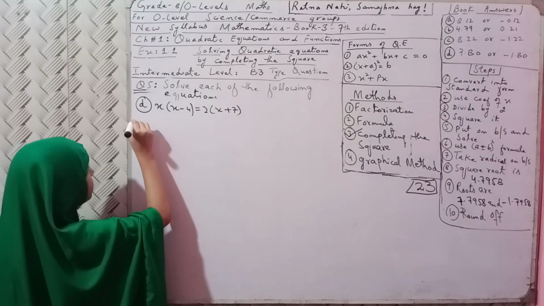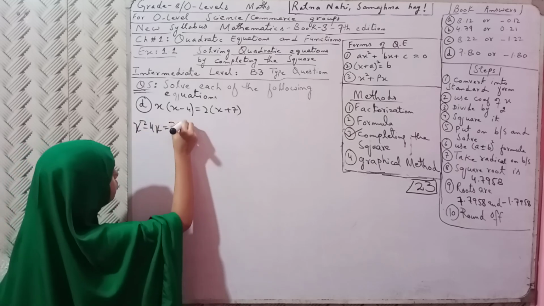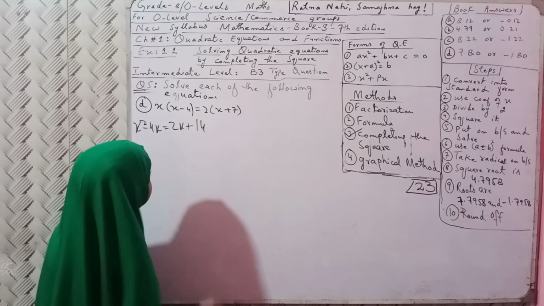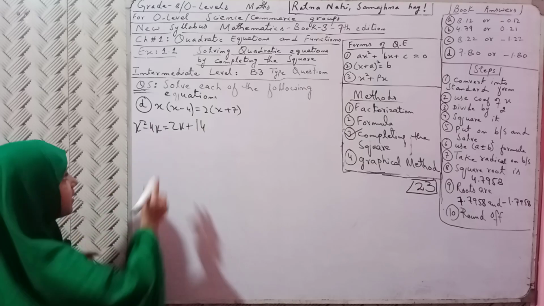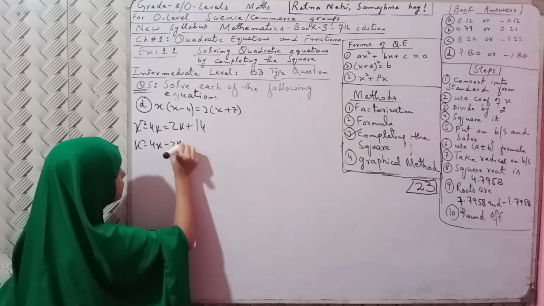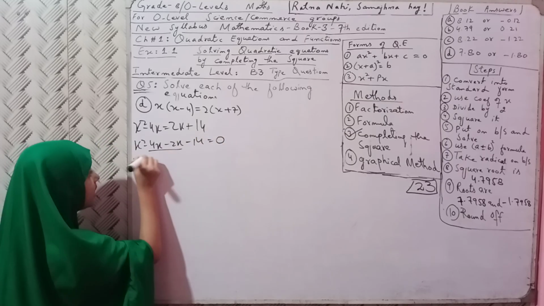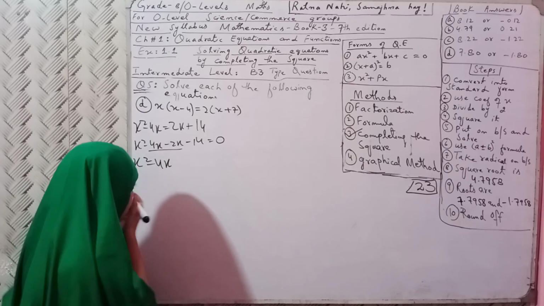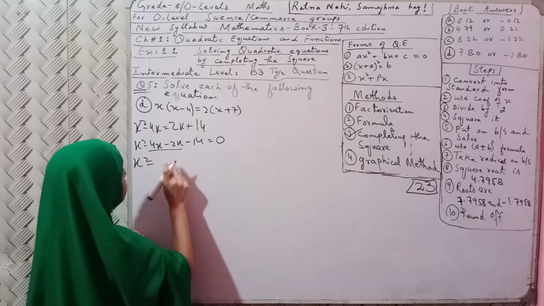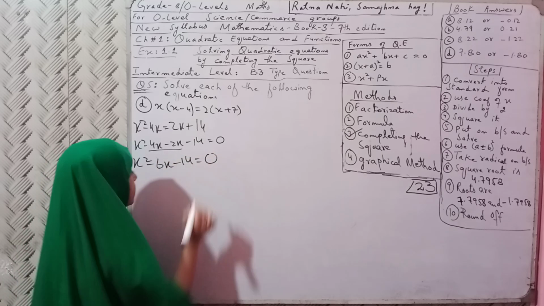So here x square minus 4x is equal to 2x plus 14. Then this will become x square minus 4x minus 2x minus 14 is equal to 0. We have a possibility to solve this. So x square minus 6x minus 14 is equal to 0.